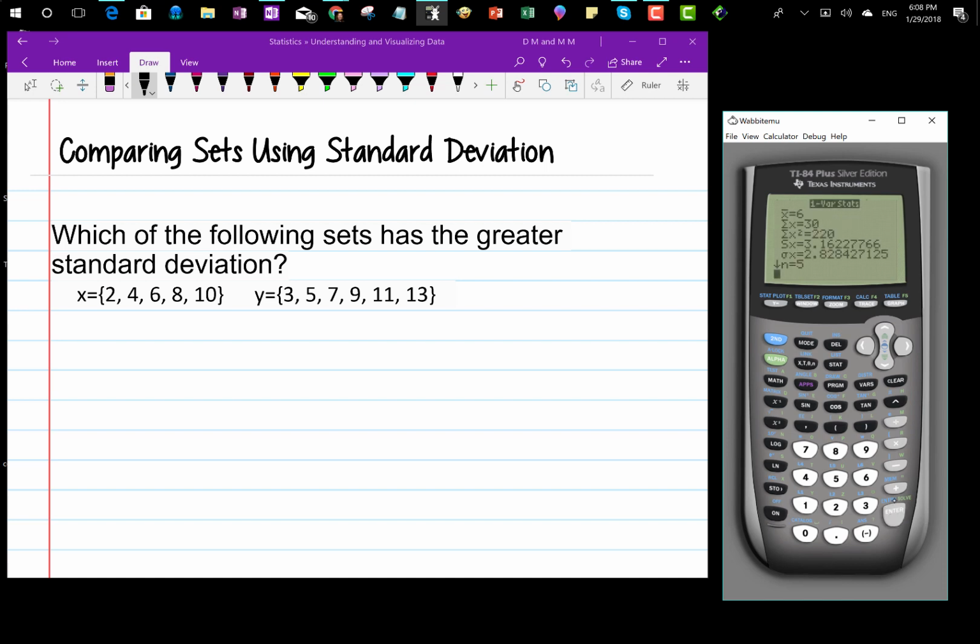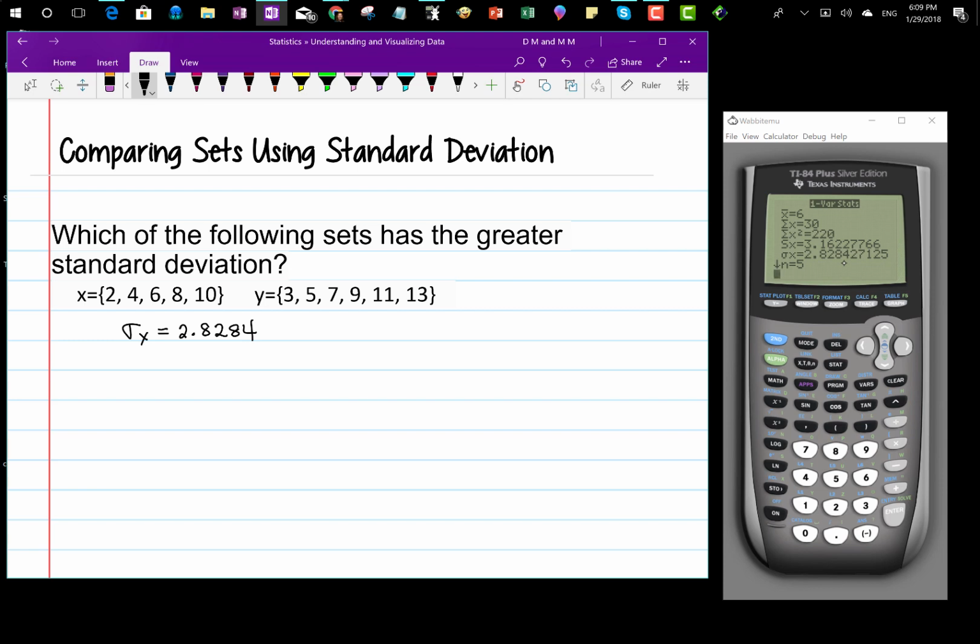So I'm only interested in standard deviation. They don't tell us that these are samples from a greater population. They just tell us that they're 2 data sets. So I'm going to assume they are the population. So I'm going to use sigma x. In this case, it's 2.8284 if I round it to 4 decimal places.